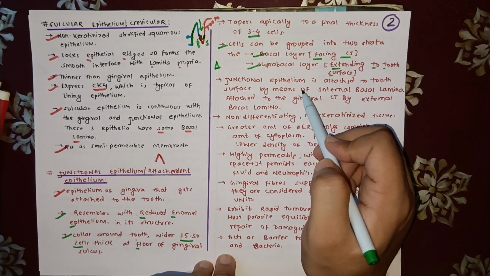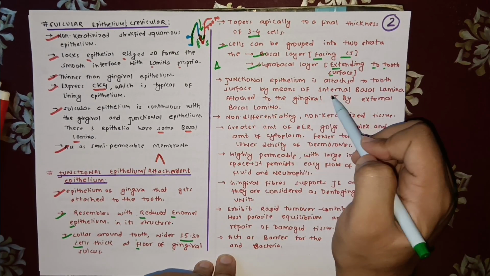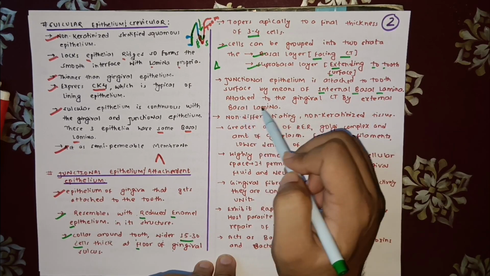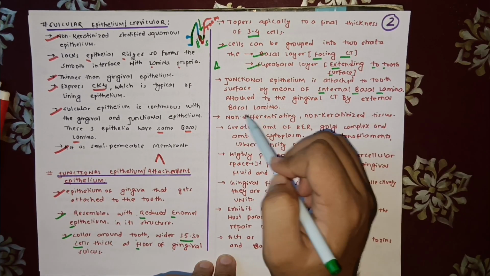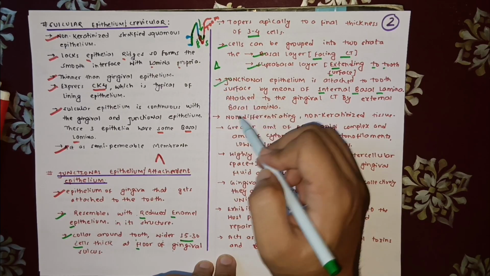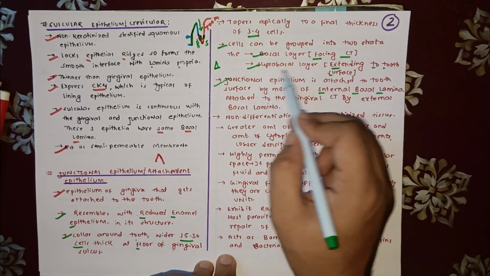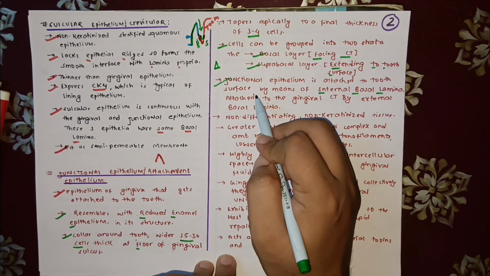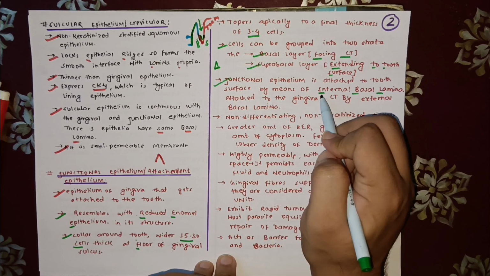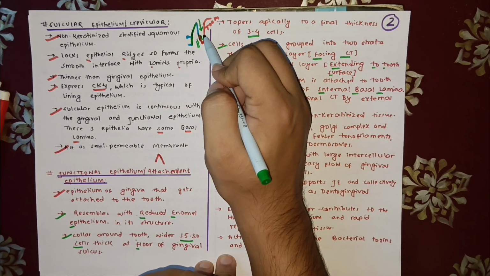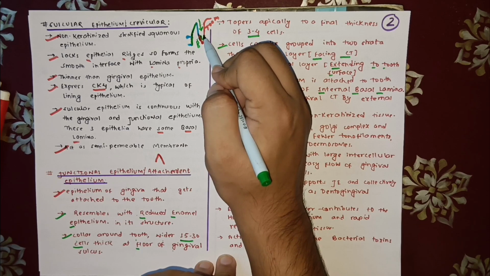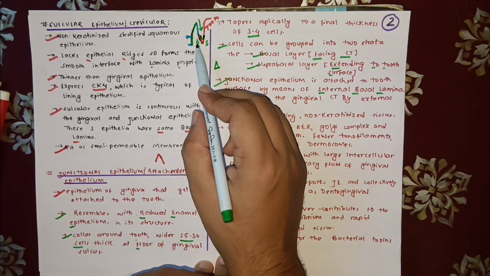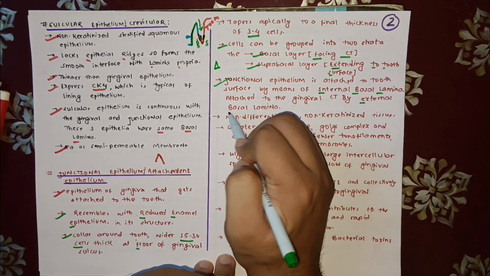After that, the junctional epithelium is attached to the tooth surface by means of the internal basal lamina, and attached to the gingival connective tissue by the external basal lamina. This is also important. The suprabasal layer, which is close to the tooth surface, is attached to the tooth surface by means of the internal basal lamina, but it is attached to the connective tissue by the external basal lamina.